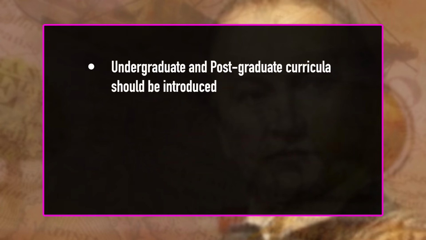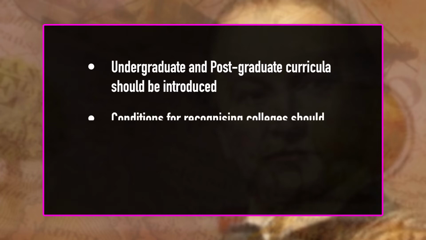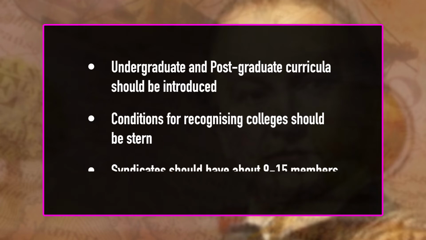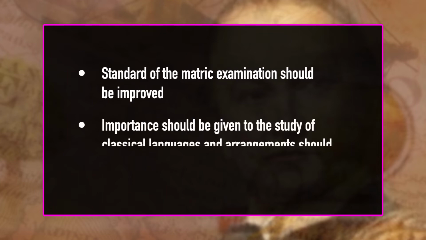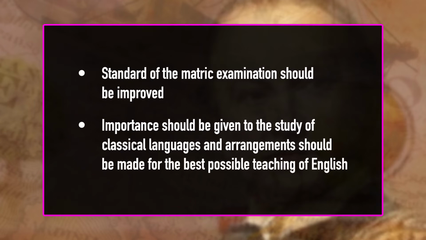Undergraduate and postgraduate curricula should be introduced. Conditions for recognizing colleges should be stern. The syndicates should have about 9 to 15 members. The standard of the matric examination should be improved. Importance should be given to the study of classical languages and arrangements should be made for the best possible teaching of English. Let us have a thorough look at the Indian Universities Act 1904.